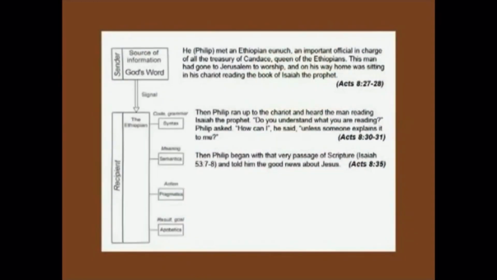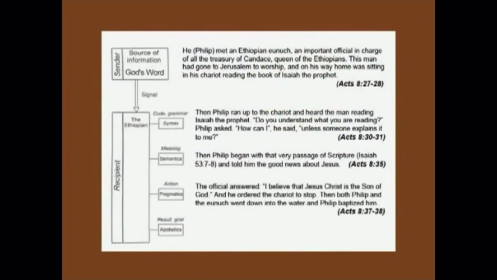And so he came to the next level of information, and that's what we read in verses 37 to 38. The official answered, I believe that Jesus Christ is the Son of God. And he ordered the chariot to stop. Then both Philip and the eunuch went down into the water, and Philip baptized him. He became a believer, and he also is baptized. And that's an act. You see, that's what we see on the pragmatic level.